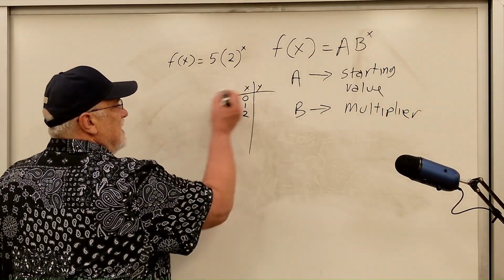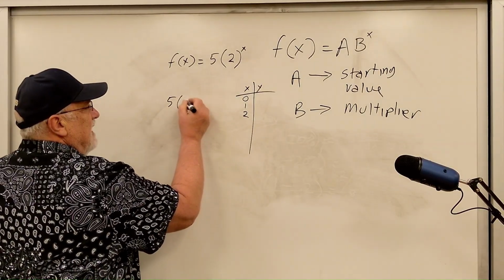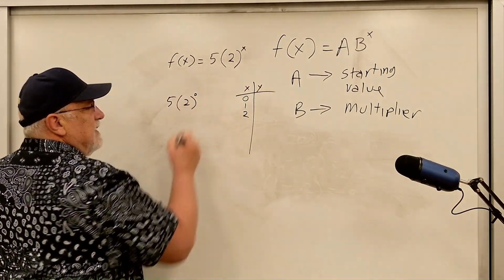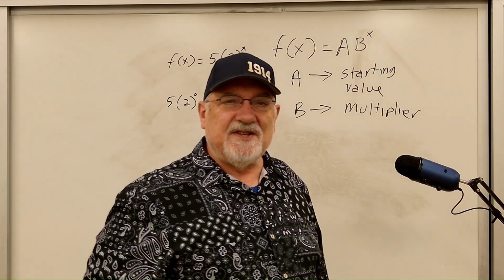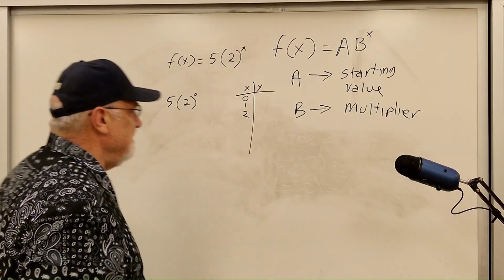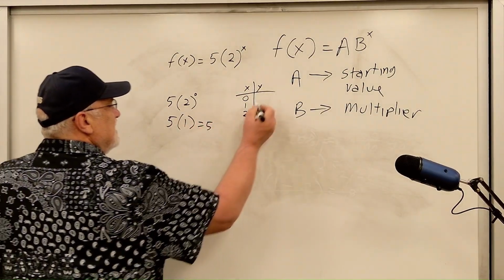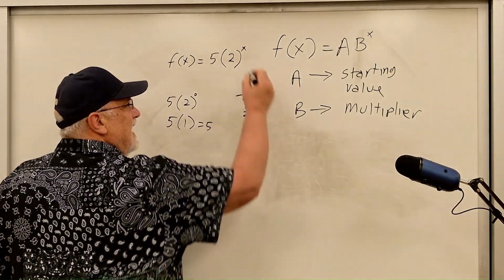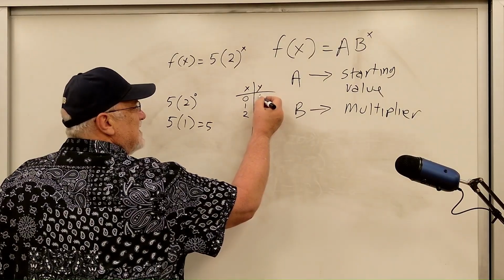That is a real good way to figure out more about what this thing is going to look like. So if I put a 0 in for x, I have 5 times 2 to the 0. Anything to the 0, do you know what it is? Anything to the 0 is 1. So 2 to the 0 is 1. That means I have 5 times 1, which is equal to 5. So when x is 0, before we do anything, the value is 5.